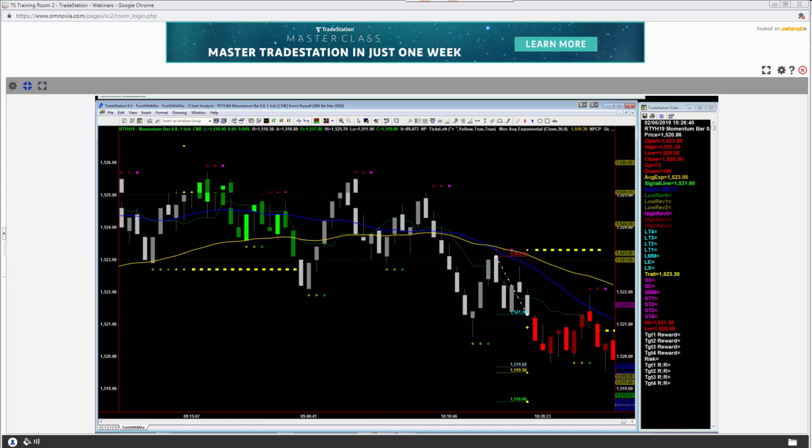The 20 SMA. You see this all the time, and that gave a second trade. Worked pretty nicely too. I mean, look how close it came to target 3. These are pretty darn accurate.